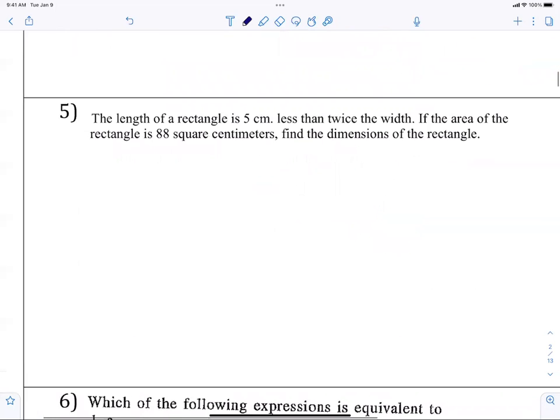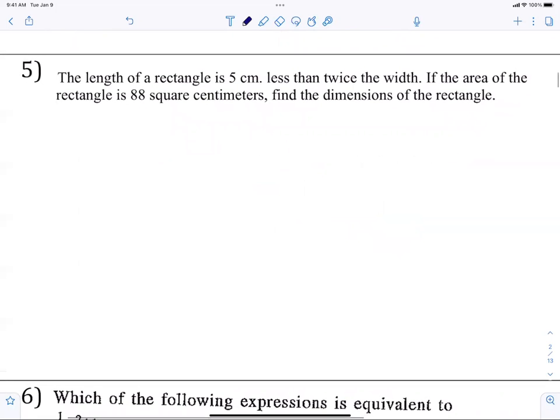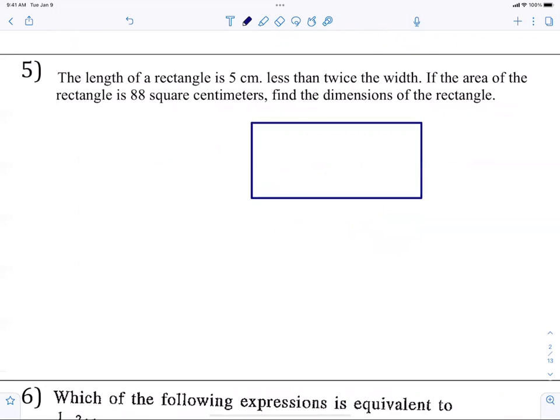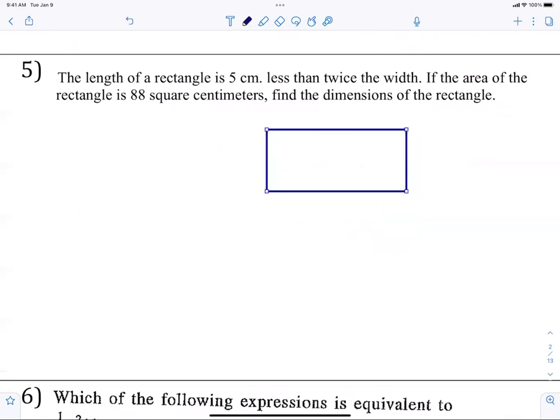Number 5. We're talking about a rectangle. So the most important thing is to go ahead and draw yourself a little rectangle out here. Now, again, does it matter really which one's the length and the width? No, but I like to draw it realistically, and it says that the length is 5 centimeters less than twice.